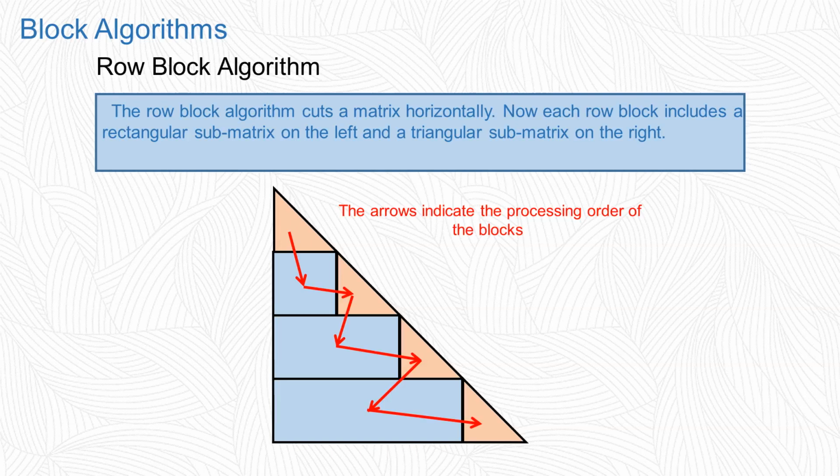The row block algorithm is similar to the column block algorithm. The row block algorithm cuts a matrix horizontally. Now each row block includes a rectangular submatrix on the left and a triangular submatrix on the right. For each row block, the rectangular part is first consumed by an SpMV, then an SpTRSV is applied for the triangular part. The figure gives an example of 4 row blocks.